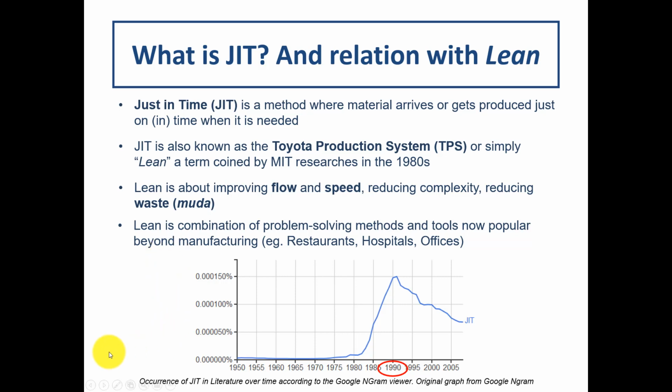This is an interesting chart that I found on a tool called Google Ngram. And what it shows you is the occurrence of just-in-time in literature over time, according to that tool. So you can see that in the 50s, nobody was really talking about it. And then suddenly, right from the 80s, boom, you have this ramp up. That is actually the time when these MIT engineers went to Japan. So they discovered what they were doing.